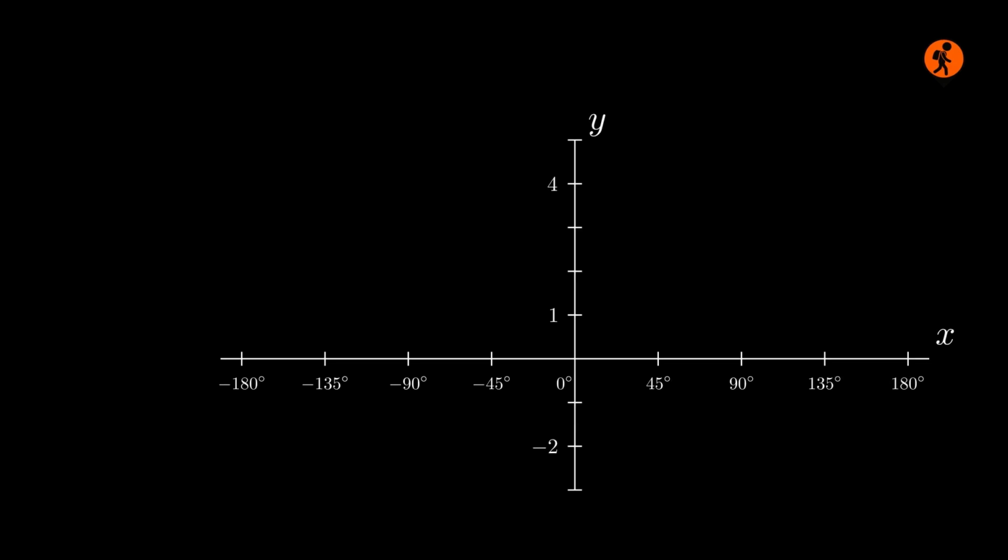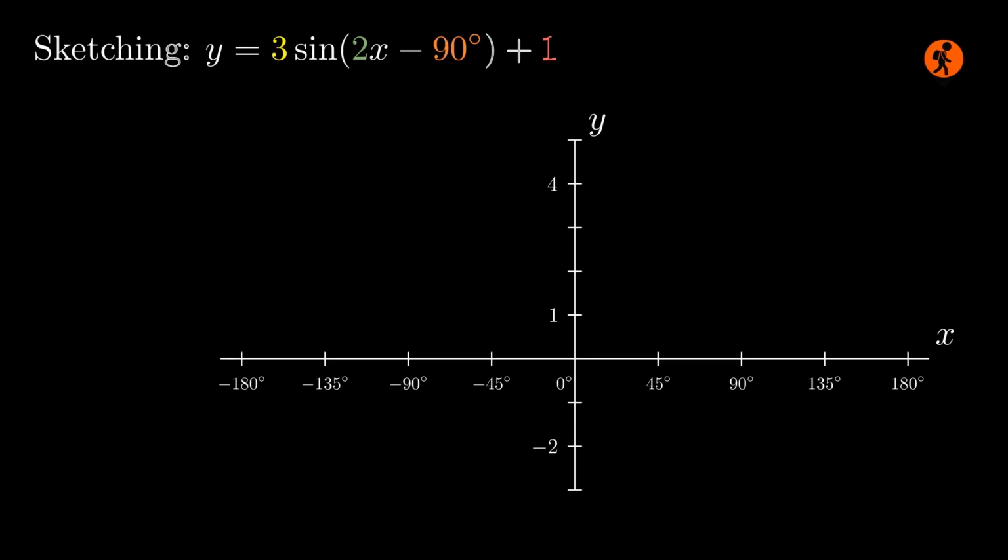Let's sketch the graph of y equals 3 times the sine of 2x minus 90 degrees plus 1. First, we find our period. We take the standard 360 degrees and divide it by our b value of 2, which gives us 180 degrees. To find our step size, we divide that period of 180 degrees by 4, giving us steps of 45 degrees. Our amplitude is the absolute value of our a value, 3, which remains 3.